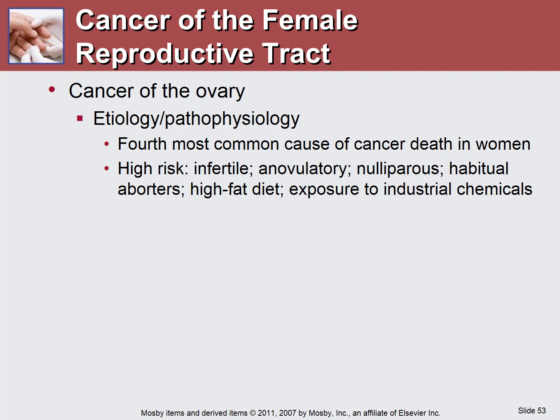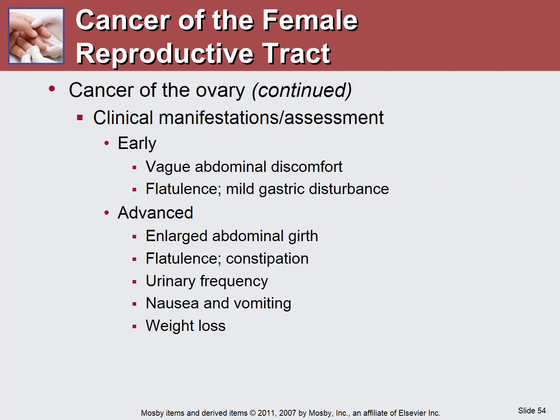Next slide. What are the clinical manifestations? Again, it's really vague: flatulence and mild gastric disturbance. In advanced stages, that's when you see the signs: enlarged abdominal girth, constipation, frequency, nausea and vomiting, and weight loss. Next slide.